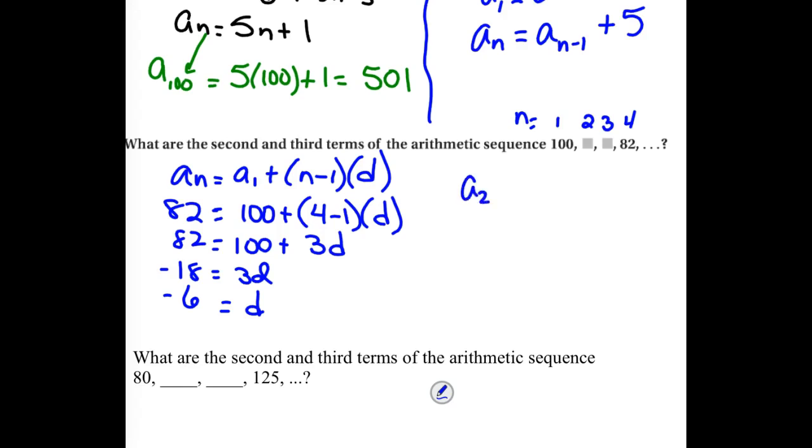So to find my second term, can I do 100 minus 6? Which gets me 94. To find my third term, can I do 94 minus another 6? And I get 88. And if I subtracted 6 again, would I get to my fourth term of 82? All right. I'm going to pause the recording. I want you guys to try the next one.